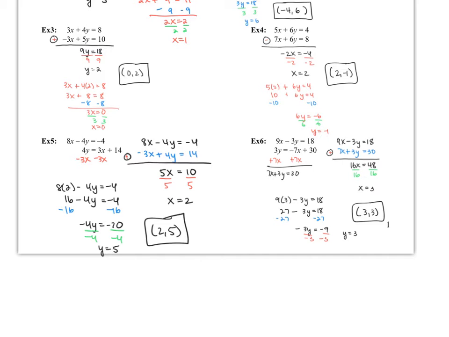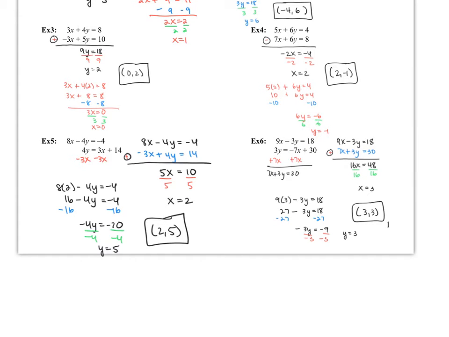So on example 5, I've got 8x plus negative 3x, which is 5x, and negative 4 plus 14, which is 10. Divide both sides by 5 to get x equals 2, and I put that back in the top equation. So 8 times 2 is 16, minus 4y equals negative 4, minus 16 from both sides to get negative 4y equals negative 20, and then divide both sides by negative 4 to get y equals 5 for a solution of 2, 5.